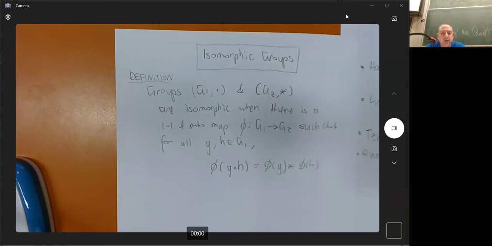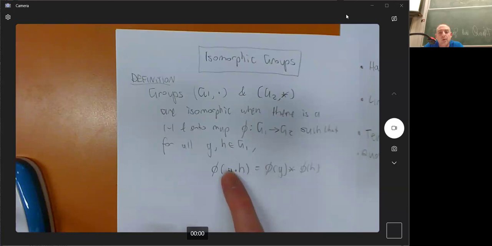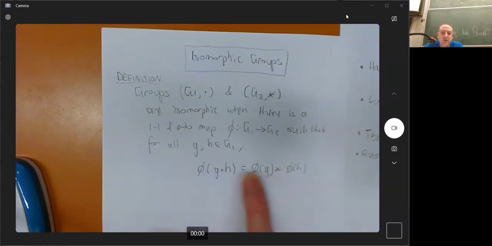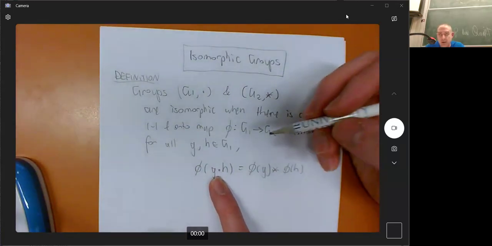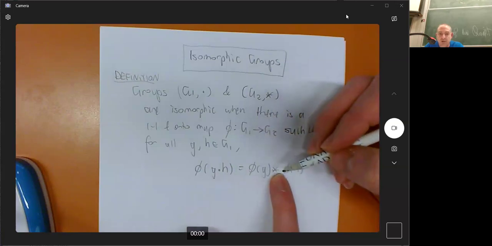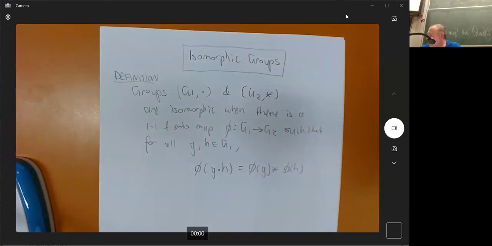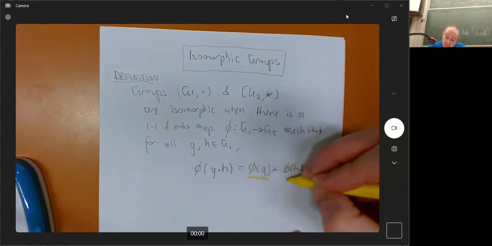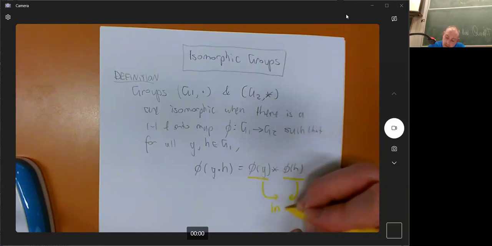So if you would like to show that groups are isomorphic via the definition, then you must make a function that goes from one to the other that preserves the group operation. That if you do the group operation in G1 first, before doing phi, it's the same as doing the group operation in G2 after doing phi. And it's really important to point out that these two things here, they are in G2.